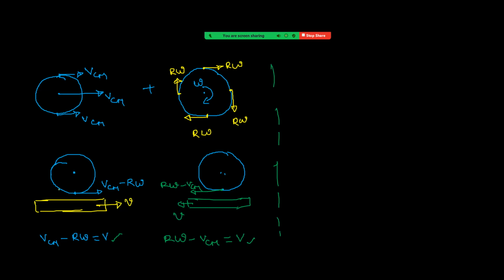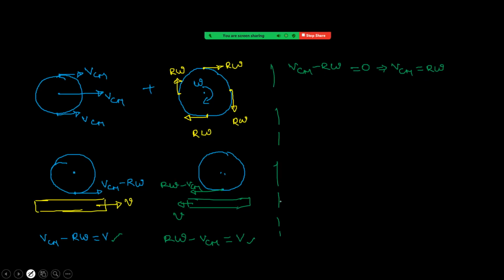For example, this body is now rolling on the ground. Rolling on the ground means the velocity of the ground is equal to 0. That means writing 0 in place of v, it is vcm minus r omega, or you can write r omega minus vcm equal to 0. That implies vcm is equal to r omega. So this is when the velocity of the contact surface is 0.